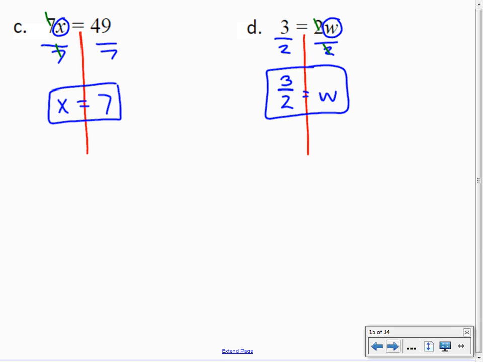Now, these were all what we would call one-step equations. There was only one thing you had to do to get your variable by itself.